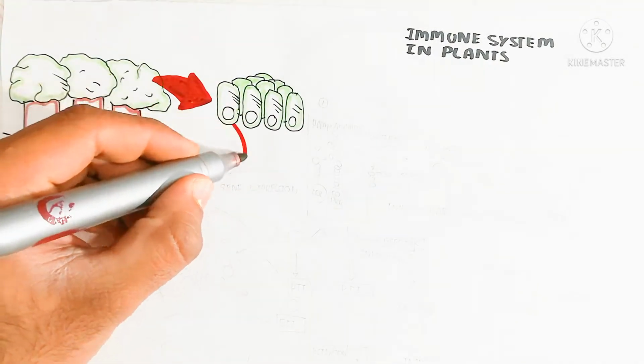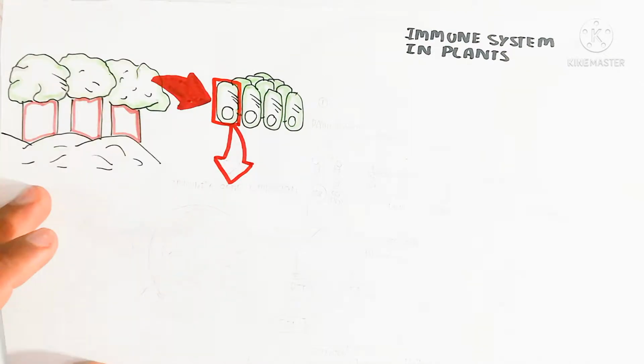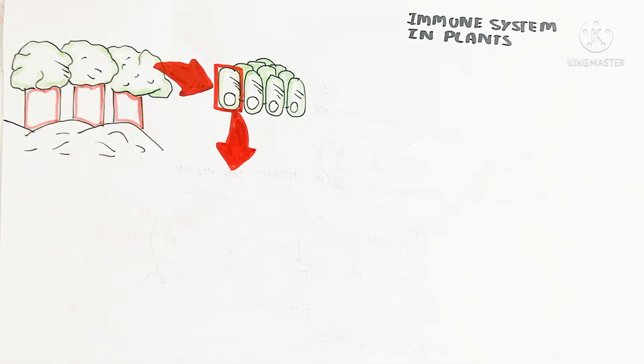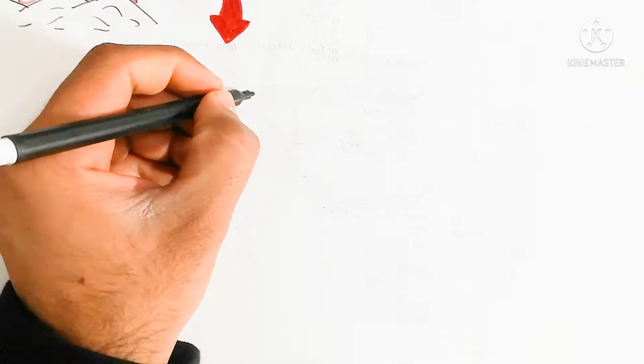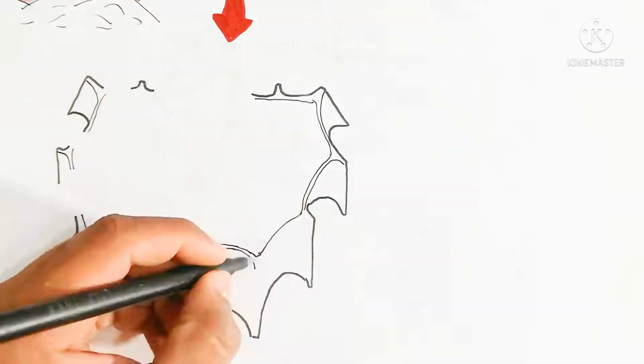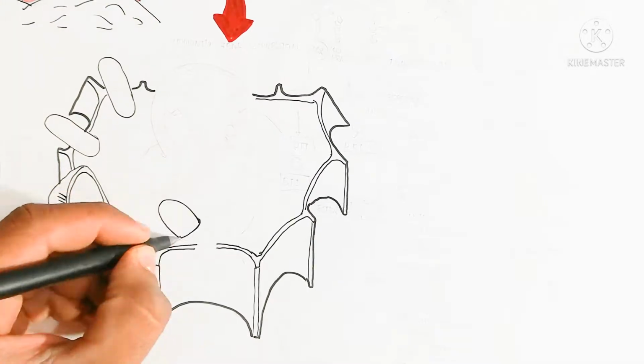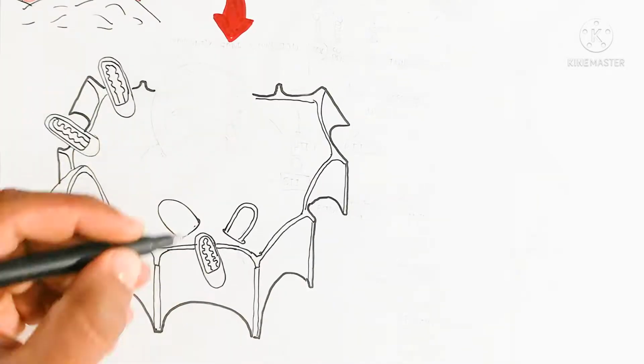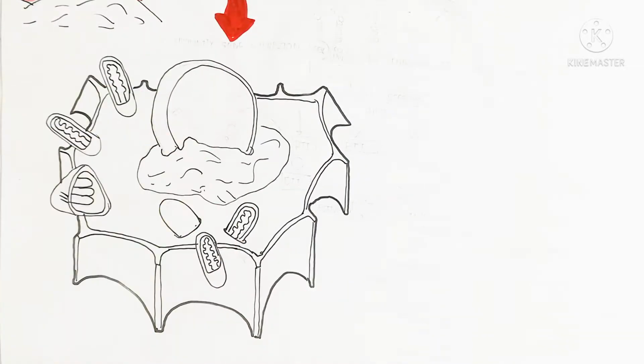There are different types of cells: mesophyll cell, epidermis cell, vascular cambium, cork cambium, xylem and phloem. So here I am drawing just a general structure of the cell for understanding. Here is the cell wall, here are the mitochondria and chloroplast, which is used for photosynthesis.